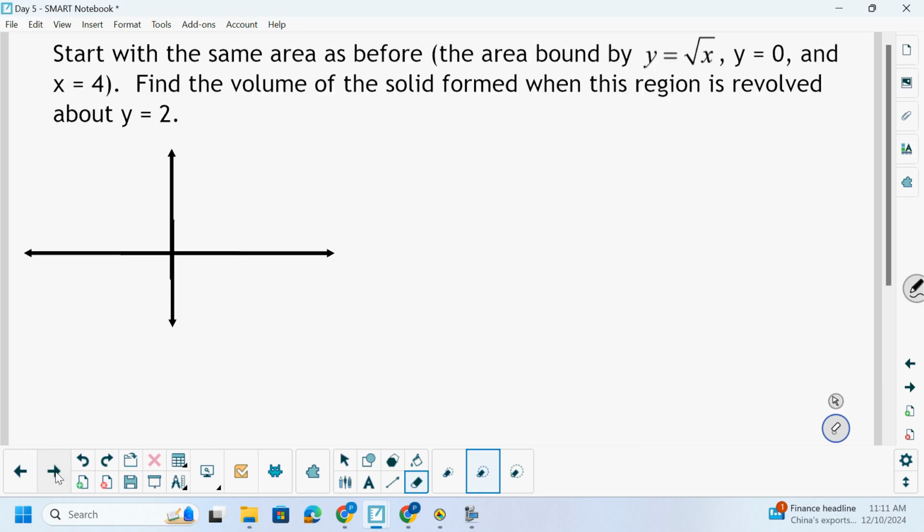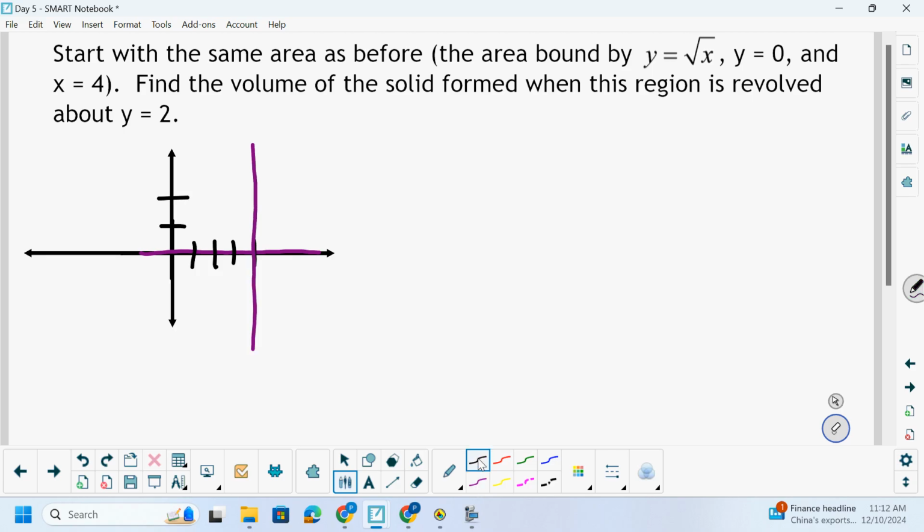All right, if we go to the next page, we're going to again start with the same region. So we'll be working with a region that's bound by y equals 0, x equals 4, and then our square root of x, which goes through 0, 0, 1, 1, and 4, 2. The difference now is we're going to revolve around y equals 2. Notice that there is a gap between our region and y equals 2. So we will be working with washers here.